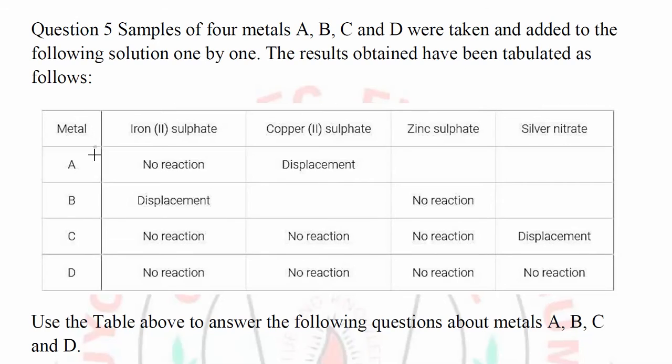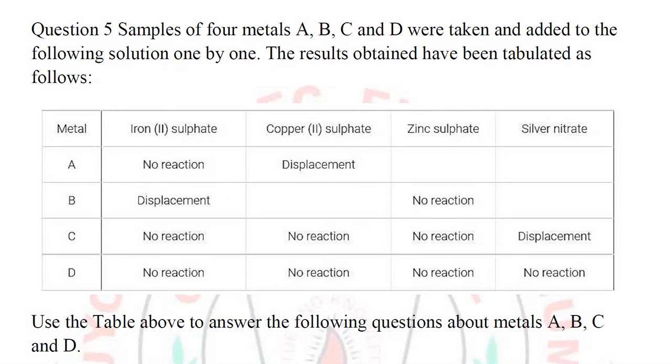So here metal A when reacted with iron 2 sulfate, no reaction occurs, but when it is reacted with copper 2 sulfate, it displaces it. Metal B displaces iron 2 sulfate, and with zinc sulfate, no reaction has occurred. Metal C has no reaction with iron 2 sulfate, no reaction with copper sulfate, and no reaction with zinc sulfate. But it undergoes a displacement reaction with the silver nitrate salt. Metal D has no reaction with iron sulfate, no reaction with copper sulfate, no reaction with zinc sulfate, and no reaction with the silver sulfate. Okay.